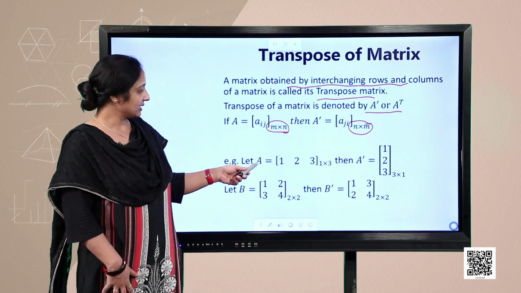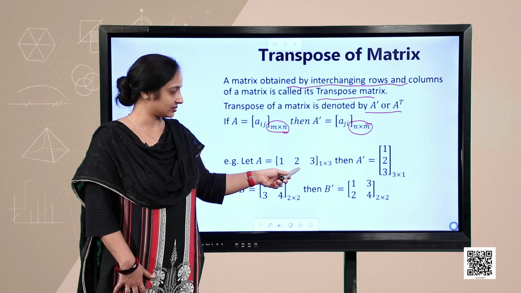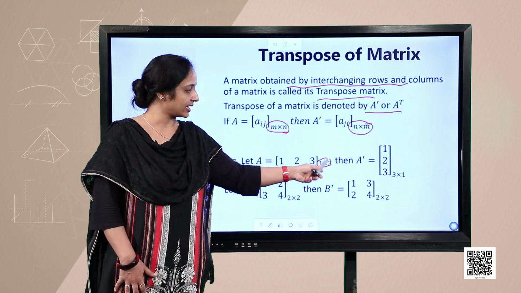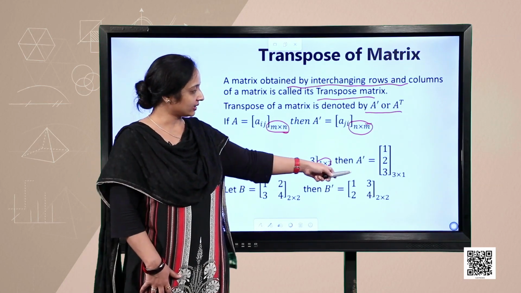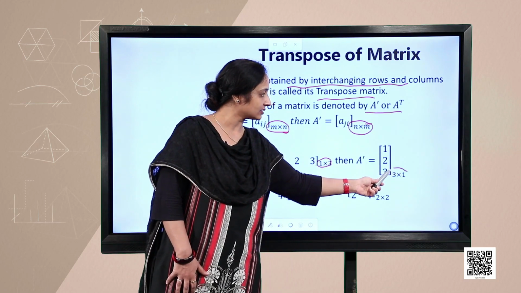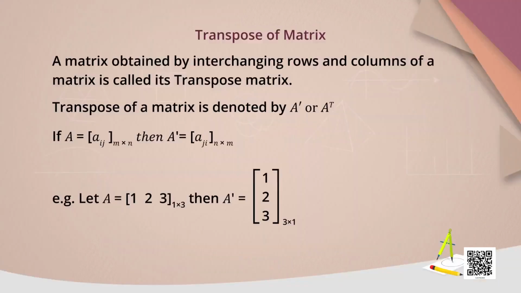For example, let me take A as a row matrix 1, 2, 3. Its order is 1 by 3. So, if I take its transpose, it becomes a column matrix and its order gets reversed. It becomes 3 by 1.